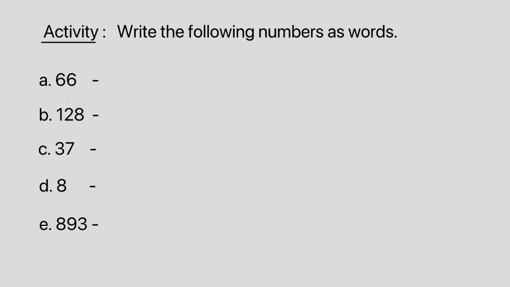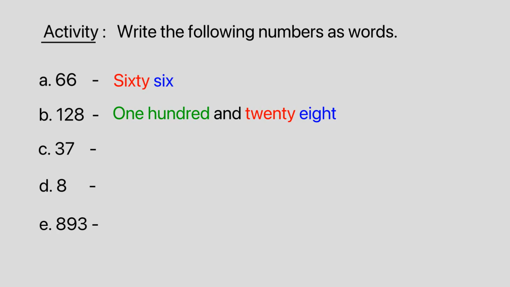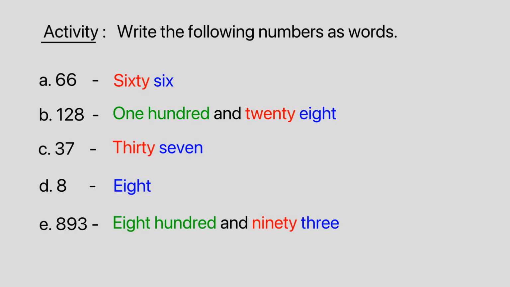The first number is 66. The second number is 128. The third number is 37. The fourth number is 8. And the fifth number is 893. Well done! If you had any of them wrong, refer to the relevant part of the video to master it.